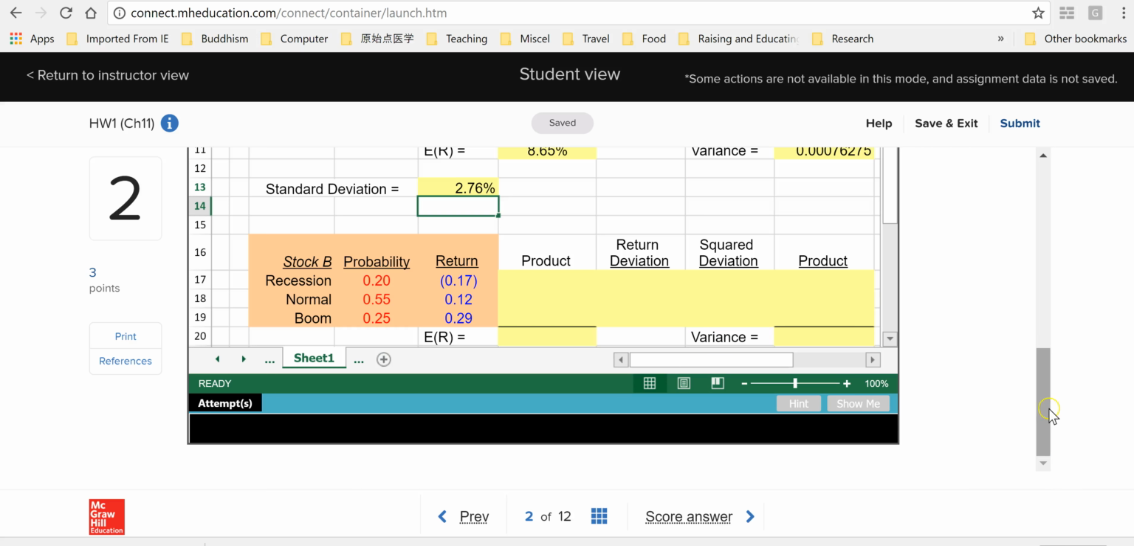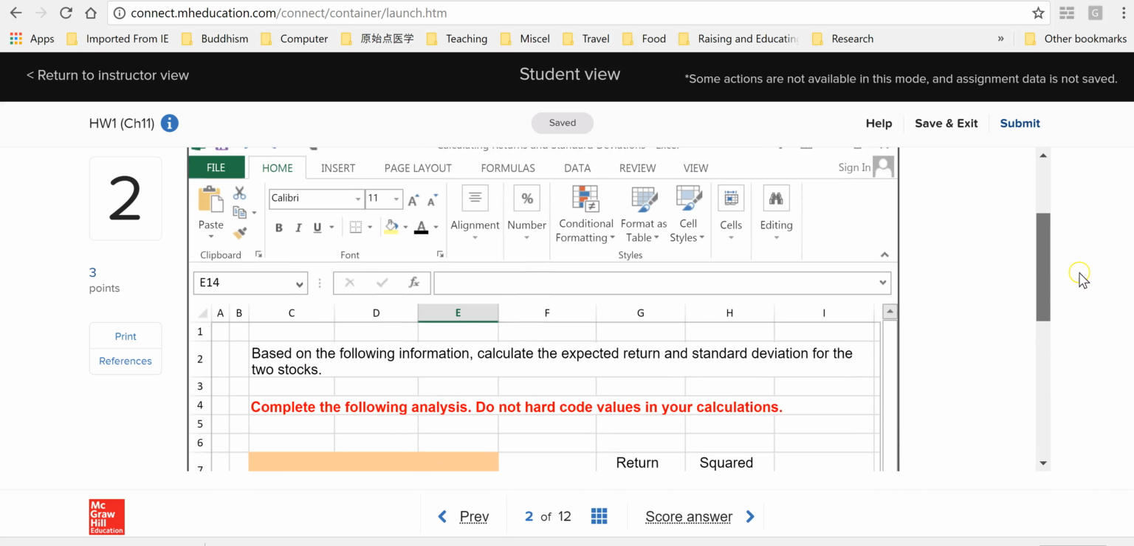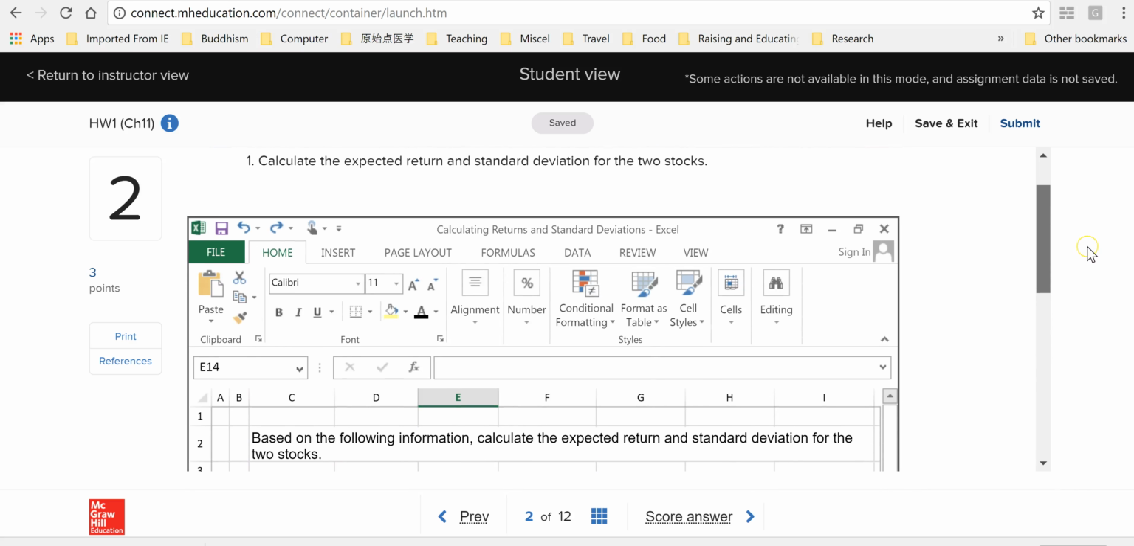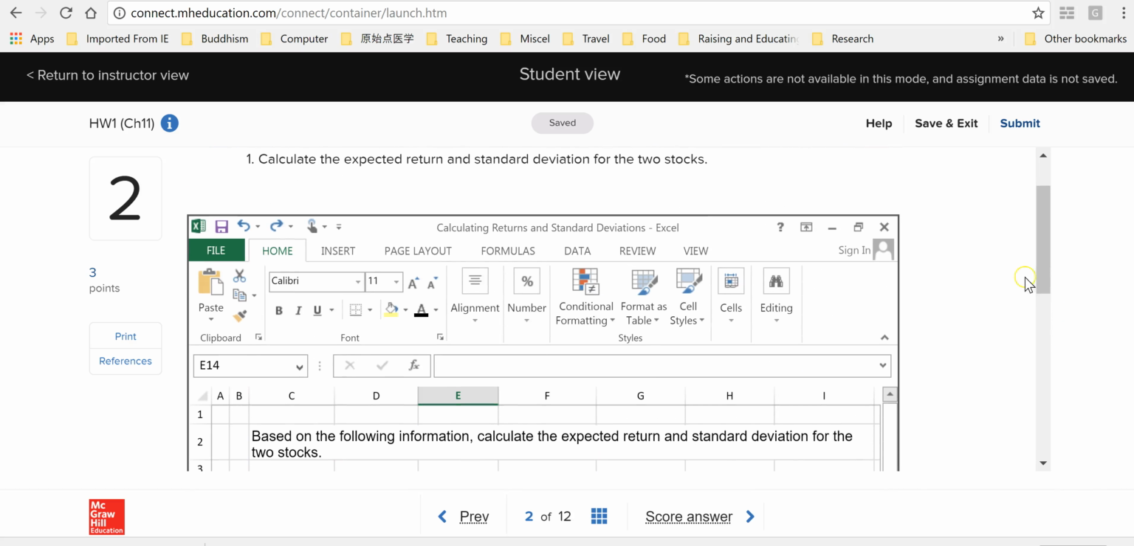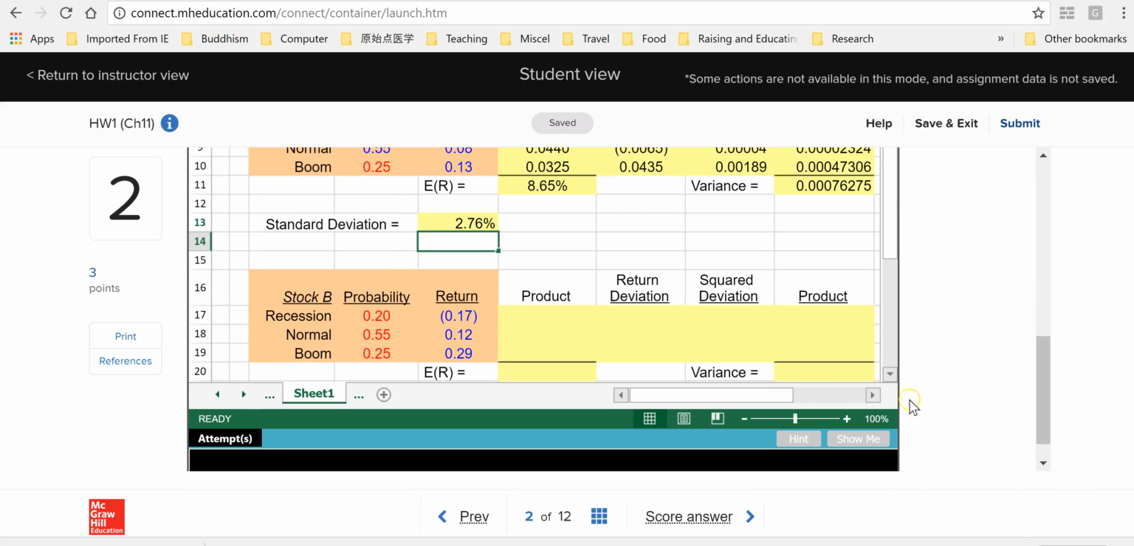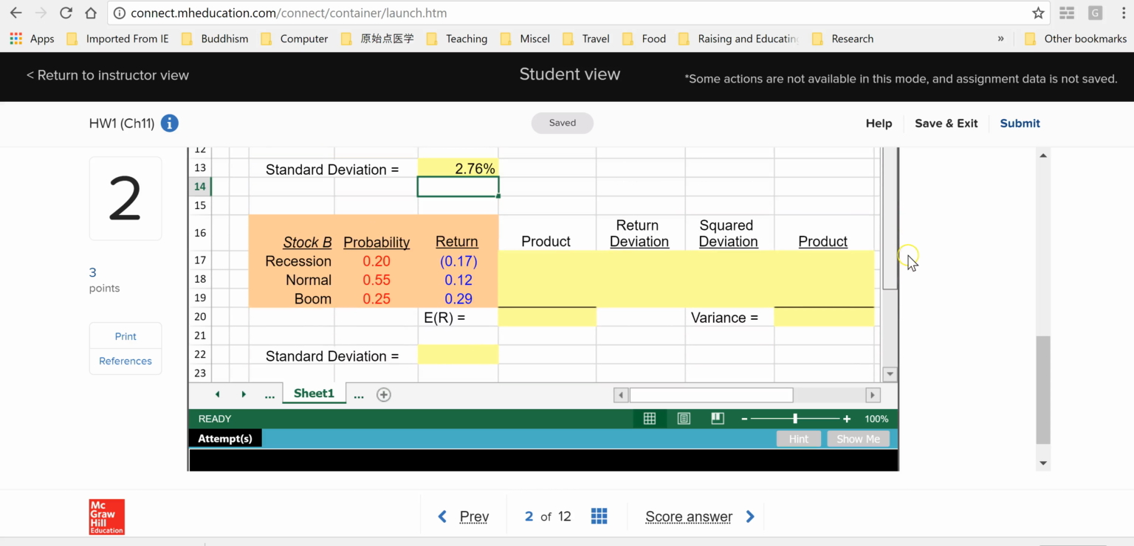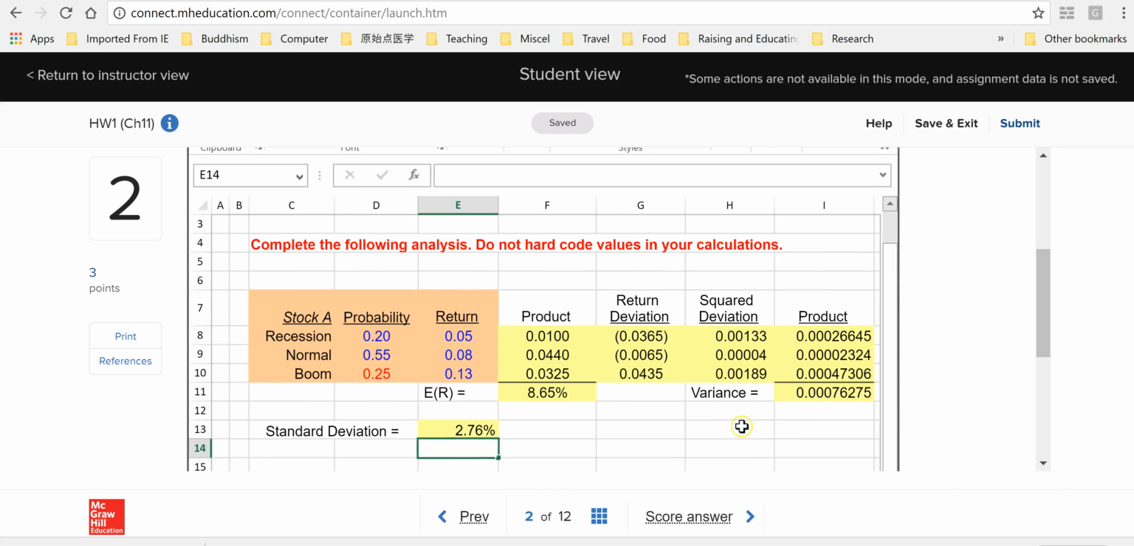So that's basically stock A. For stock B, you can do similar calculations, so I skipped that part. The procedure should be exactly the same as what we did for stock A.